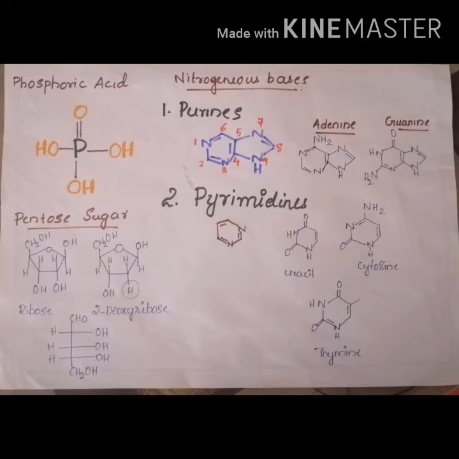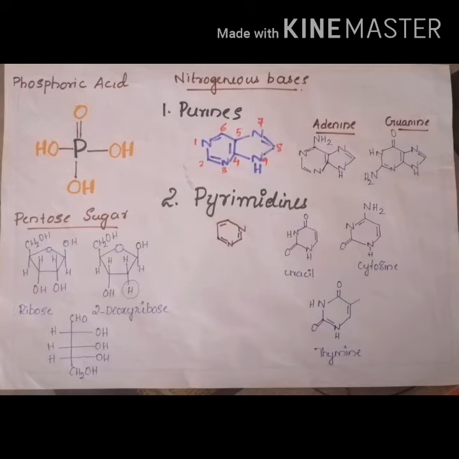In phosphoric acid, the central atom is phosphorus, which is linked to three hydroxyl groups and one oxygen atom. In pentose sugar, we can see the difference between ribose and deoxyribose. In deoxyribose, at the second position, instead of a hydroxyl group, one hydrogen is present; one oxygen is missing. So it is called 2-deoxyribose. So this is the major difference between ribose and deoxyribose.